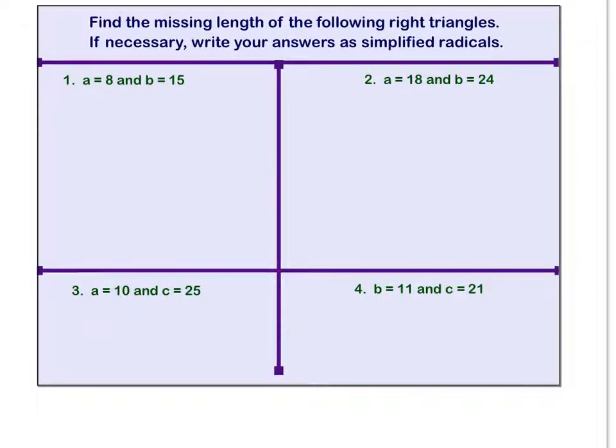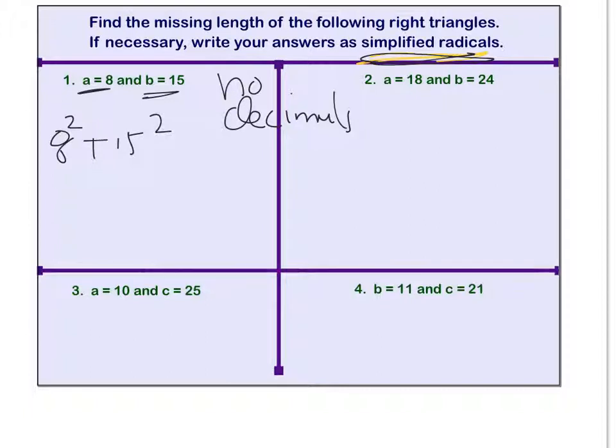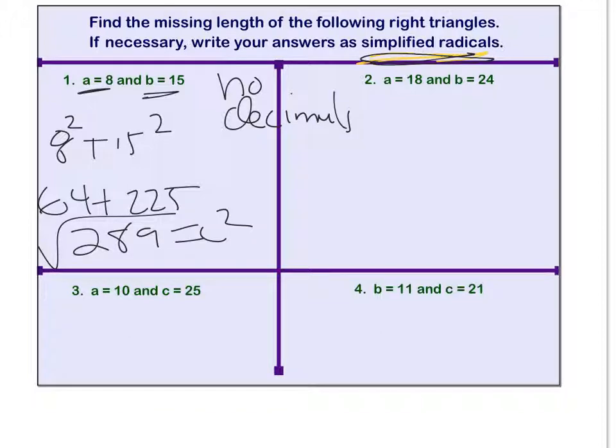So, find the missing lengths. If necessary, write your answers as simplified radicals. Simplified radicals means exactly what it says. So, no decimals. So, A is 8, B is 15. So that's 8 squared plus 15 squared. So that's going to be 64 plus 225. So put that together, that's going to be 289, and that equals c squared. So I need to take the square root of that, and the square root of 289 is going to be 17. So that means c is going to be 17.